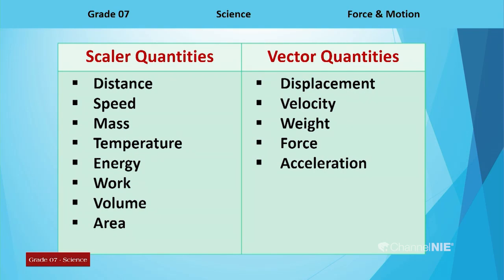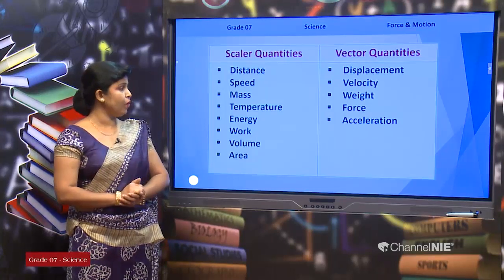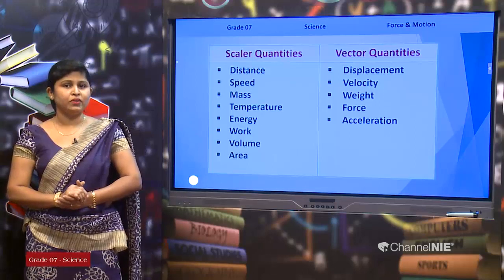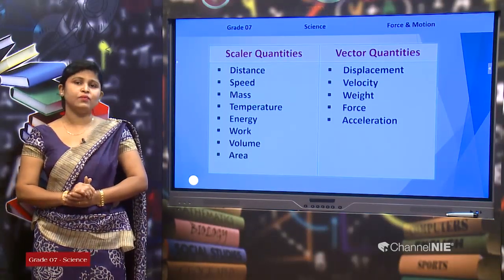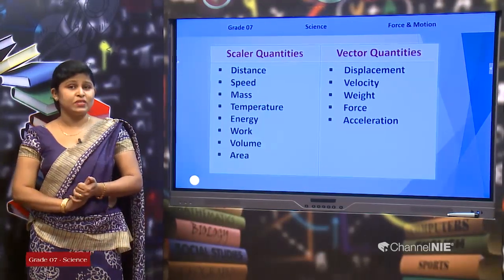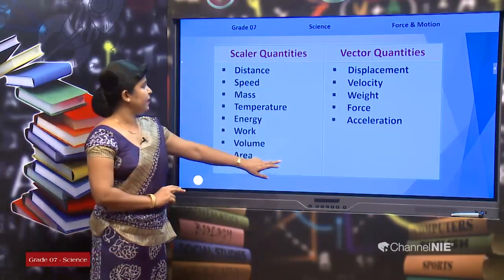But when we think about the quantities given in the second column, they are vector quantities. They should have a definite direction: displacement, velocity, weight, force and acceleration. So, when we are talking about the vector quantities, we have to indicate the direction. That is the difference between vector quantities and scalar quantities. That was new to you. Now, today you learnt that, right?